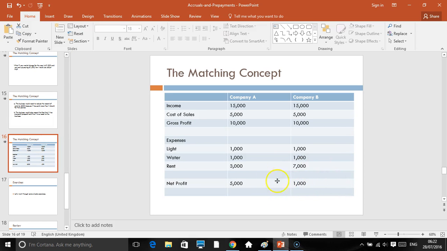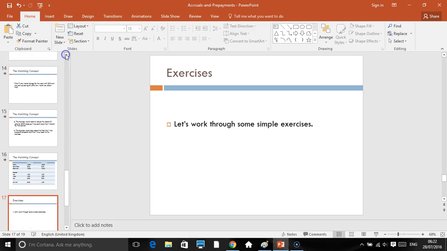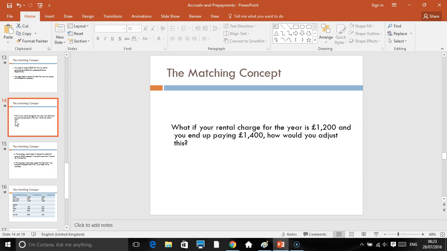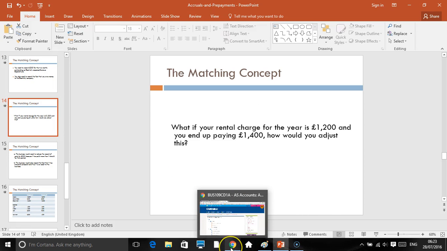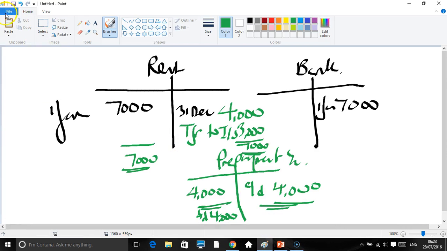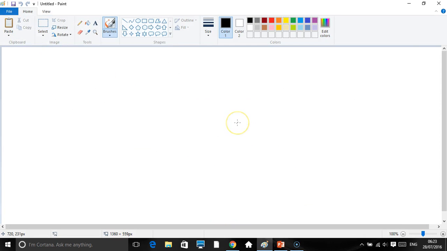And here we are. This is what we're saying. Let's see the example again. So here, rental charge 1,200. You ended up paying 1,400. Now this doesn't really matter. You could find this out at any point in the year, but this is how you get better at doing your double entry, because in the end you just know what side to put what on.